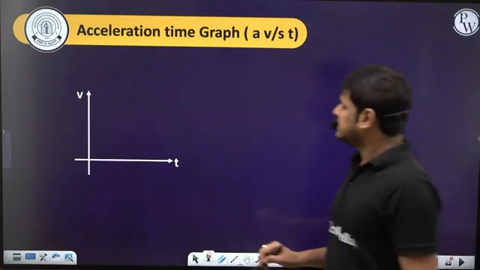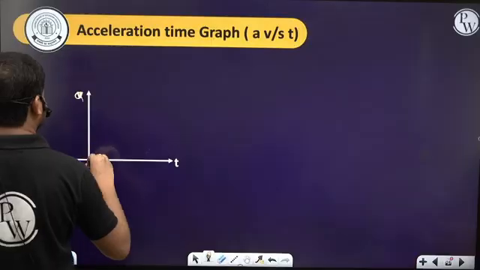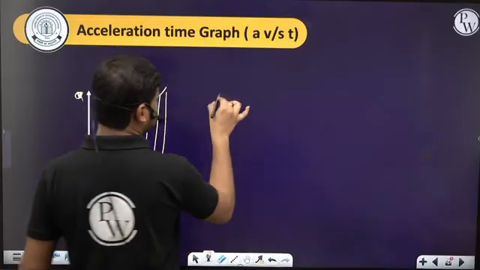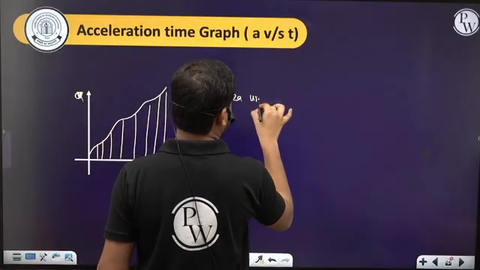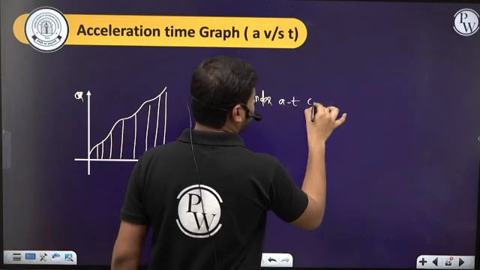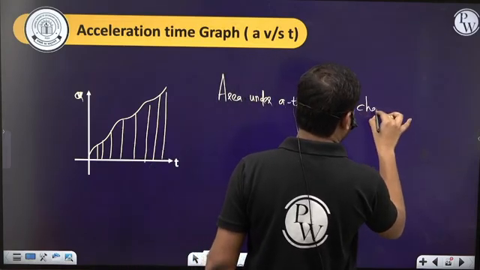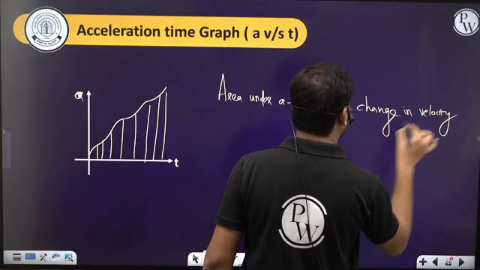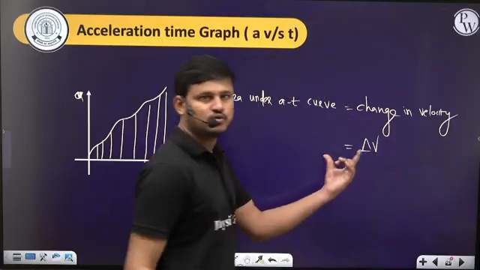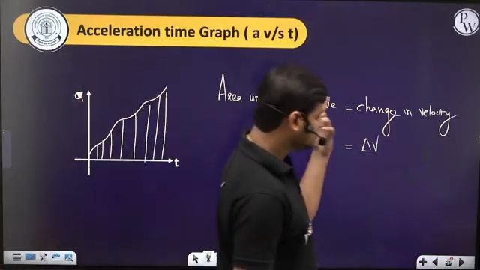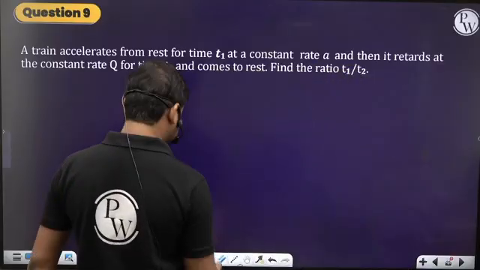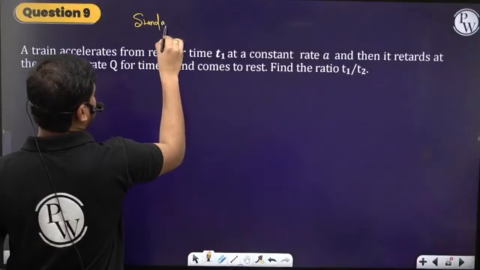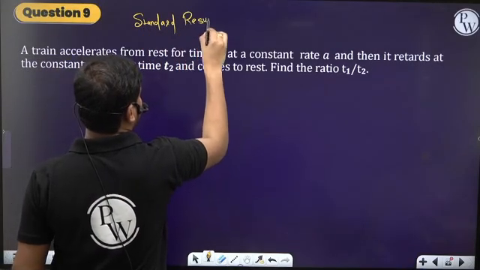So then the acceleration time graph. As we discussed earlier, if you take the acceleration time graph, the only thing you have to remember is the area under the acceleration time curve. The area under the AT curve will result in the change in velocity, which is nothing but delta V. That's it. This is the only part you should remember. Clear? Chal. So let's take one more question. This is a standard result everyone should remember, guys.